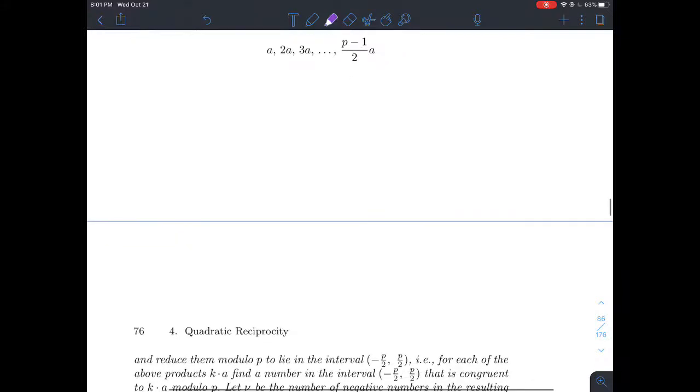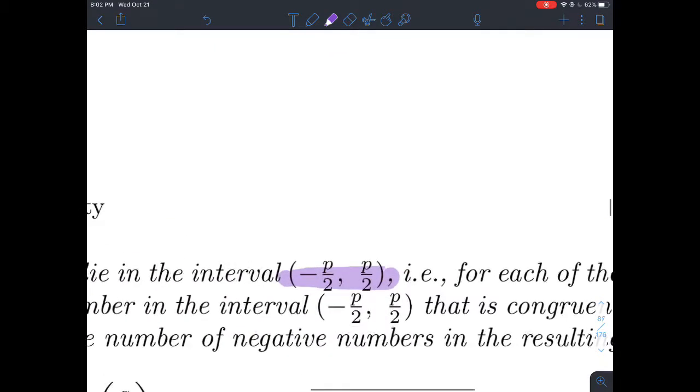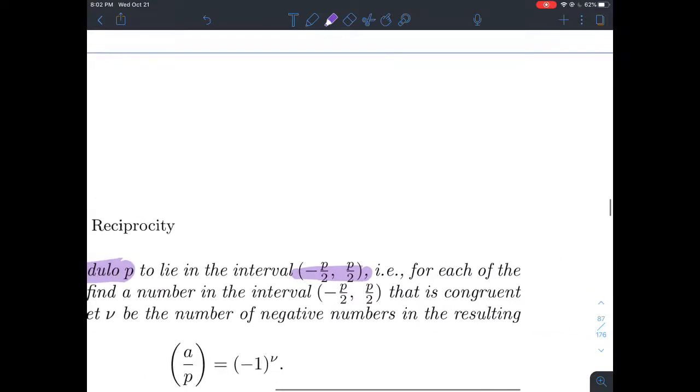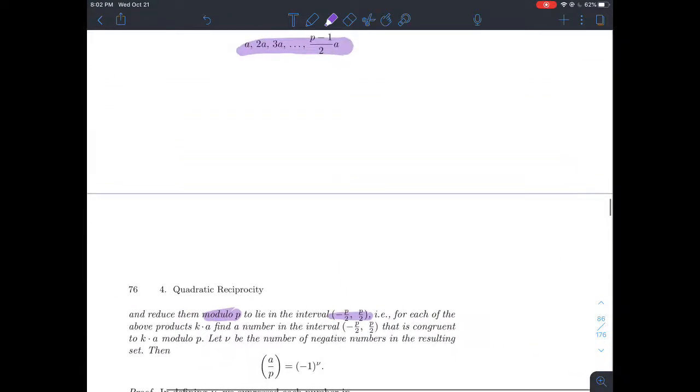Next thing I'm going to do, I'm going to take my list here, and I'm going to reduce them all mod P. But the way that I'm going to choose the representatives for each of those equivalence classes, I'm going to make sure that I choose the representatives so that they lie in this interval from minus P over 2 to P over 2. So think about that as like an interval on the real line. And again, I'm going to choose my representatives when I reduce this mod P to lie in that interval.